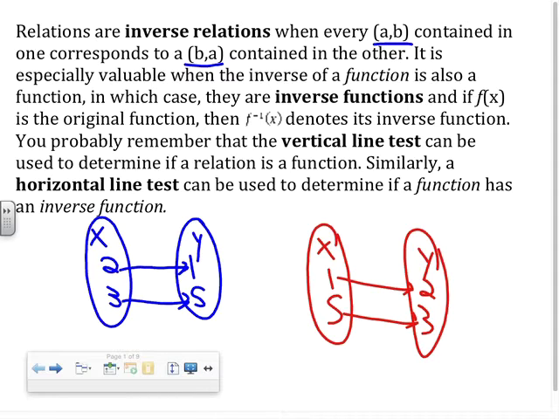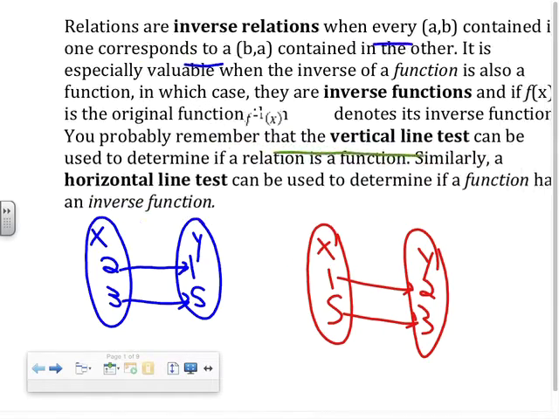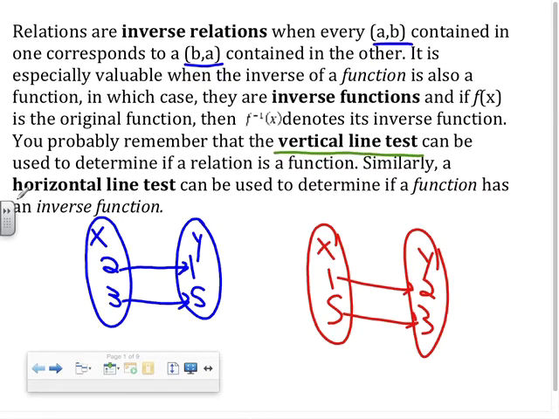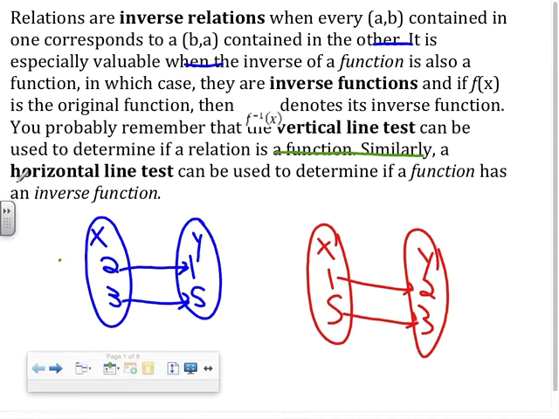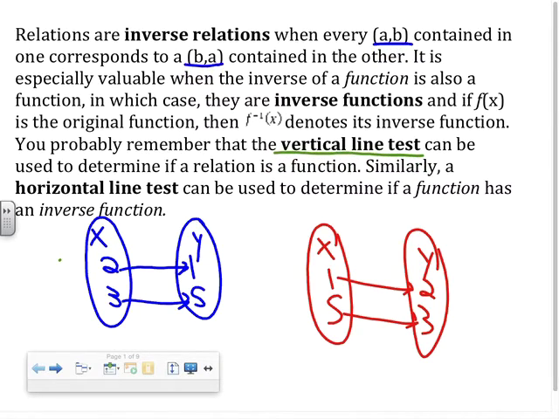So we've talked about that vertical line test that you used in algebra to determine whether a relation was a function. Along the same lines, we can use a horizontal line test in order to determine if a function has an inverse function. And remember that in order to use the vertical line test, you had to have a graph. Similarly, you can't use the horizontal line test without a graph.